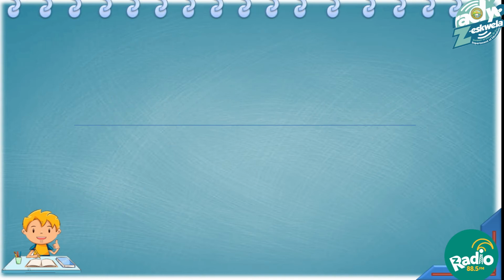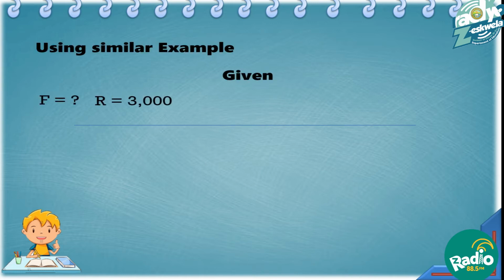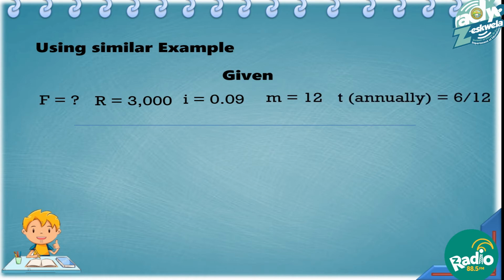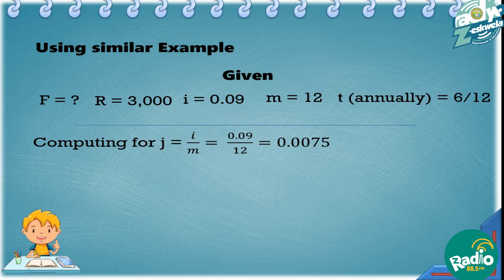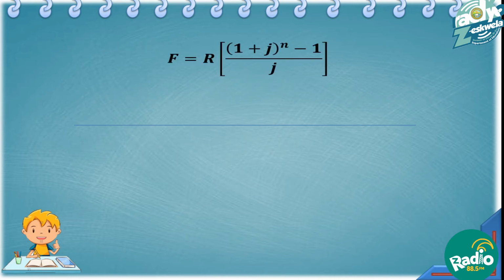Since we already know the formula for the future value of an annuity, now let's try to apply this formula to our previous example. The given R is equal to 3000, I is equal to 0.09, M is equal to 12, T is equal to 6 over 12 or 1/2. So that gives us J is equal to 0.0075 and N is equal to 6. So we have the formula F is equal to R times the quantity of (1 + J) raised to the power of N minus 1 over J.